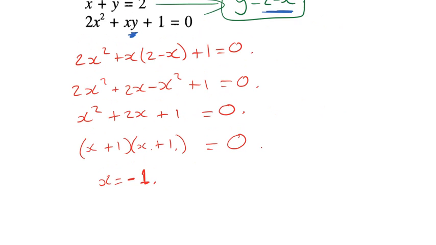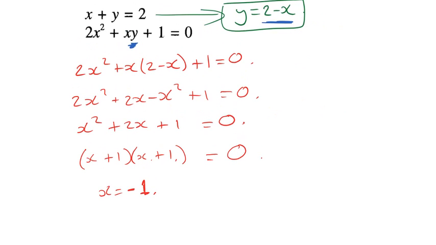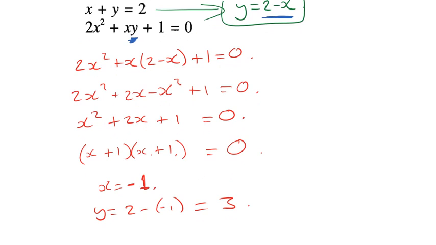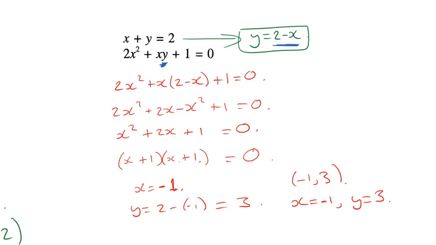And of course, we need to go back and find y. Well, we already found that y was 2 minus x. So y is going to be 2 minus (minus 1), so y is going to be 3. So if we were looking for the coordinate point where these two lines met, that would be (-1, 3). If we're just asked to solve the simultaneous equation, my solution would be x equal to minus 1, y equal to positive 3.